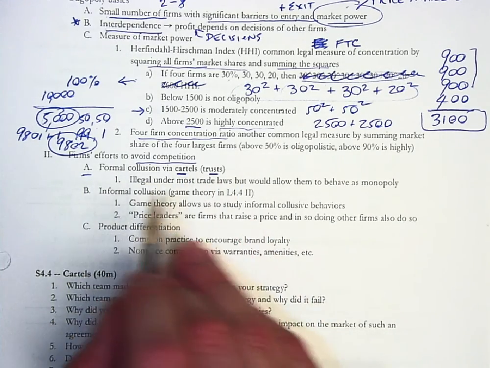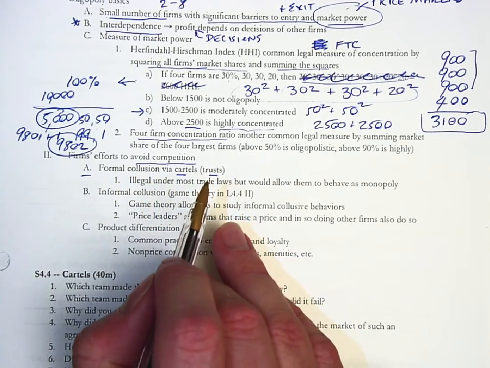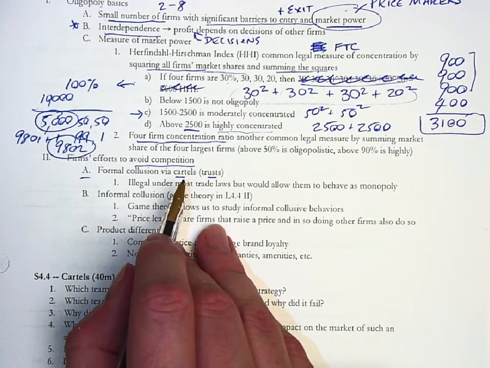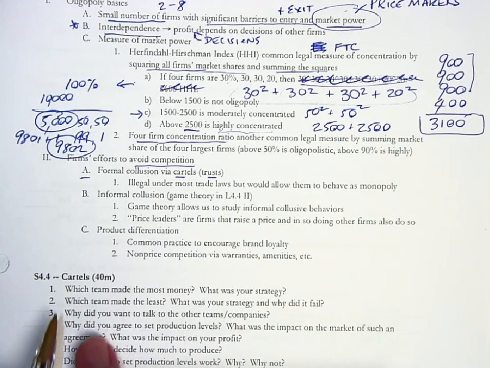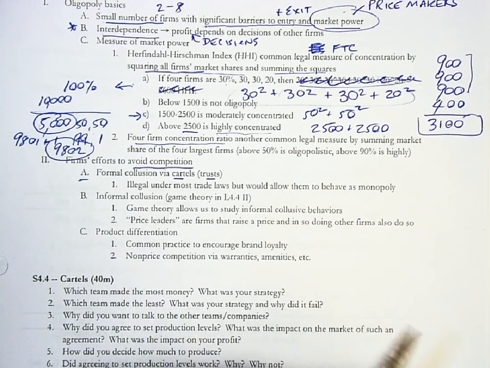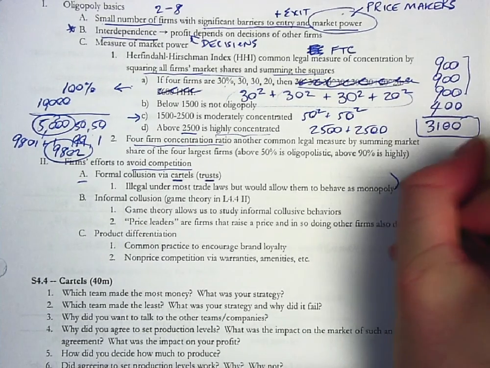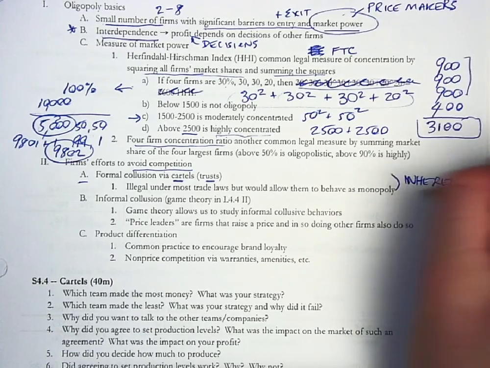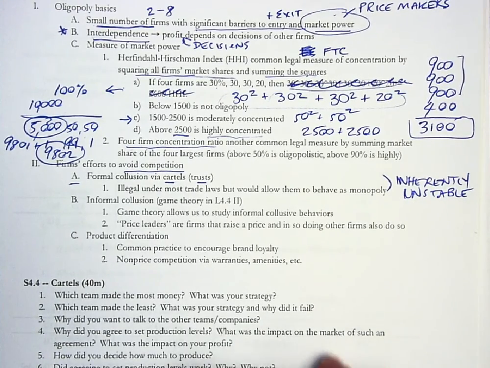An interesting fact is that for a long time, trusts and cartels were not really illegal outside of the United States, but the U.S. really cracked down on them. So most U.S. trade laws say, hey, you can't have a formal cartel. This would allow them to behave like a monopoly. And we're going to do a cartel simulation in class that will show that what they're trying to do is set a price where they derive some monopoly power. Now, they are inherently unstable. And we'll find out why in class a little bit more. We'll do a practice problem.